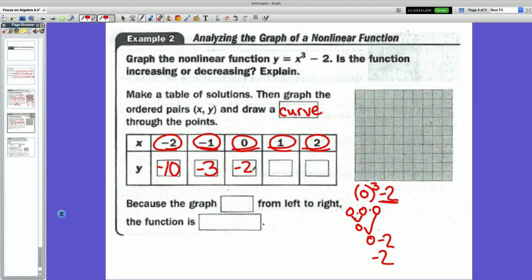Okay, plugging in 1 for x. Now I have 1 cubed minus 2. 1 cubed again, that means 1 times 1 times 1. 1 times 1 is 1. 1 times 1 is 1. I still have this minus 2 up top here. 1 minus 2 is negative 1. Negative 1.